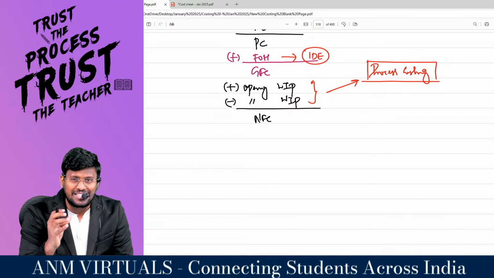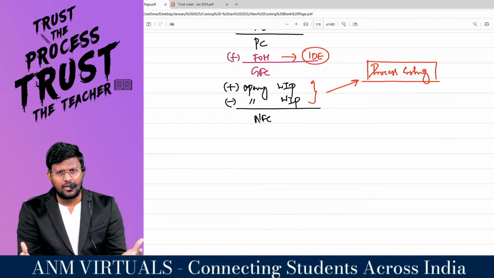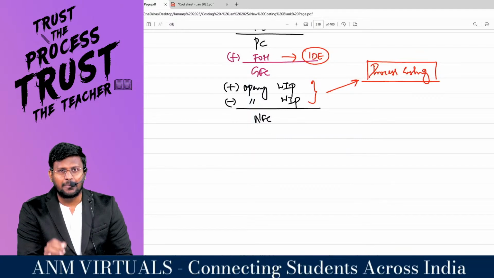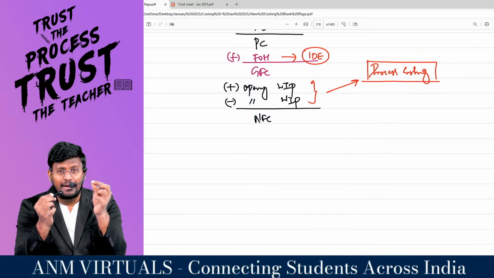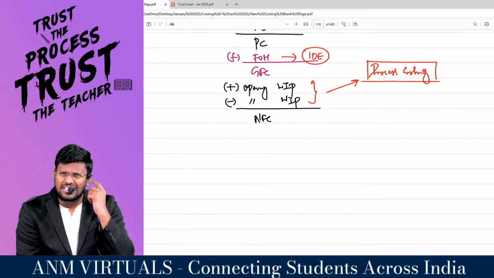Now the products are ready. The pen is ready. I have done a mass production. My dear lovable students, in that pen, if we forgot to put the nib or if we forgot to put the covering properly, the customer will reject the product.